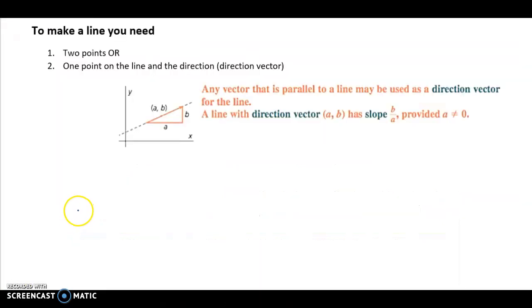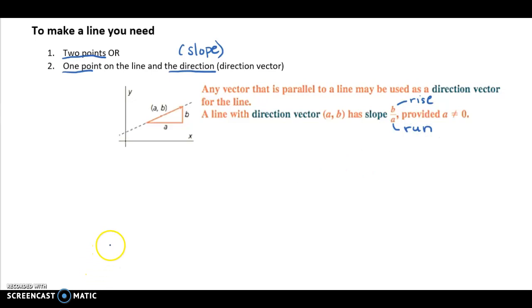To make a line, similar to what we did back in grade 9, you needed 2 points. From those 2 points, you could find the slope of the line. Or you needed 1 point on the line, and now we are calling what we traditionally thought of as slope the direction vector. The direction vector is made up of 2 components, an A and a B, which correspond with the direction it's moving in X and in Y, similar to what we have known as our rise and our run.